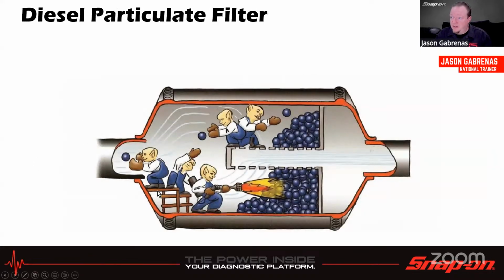So diesel particulate filter. Diesel particulate filter has three jobs. It's going to capture the soot. It's going to store the soot, and then when the time comes when it's got too much soot in there, it's going to burn off the soot. So that's really what its job is. It's to capture, collect, and then regen and burn.